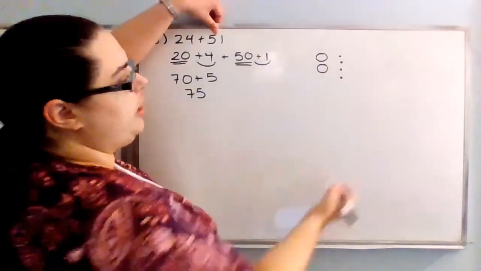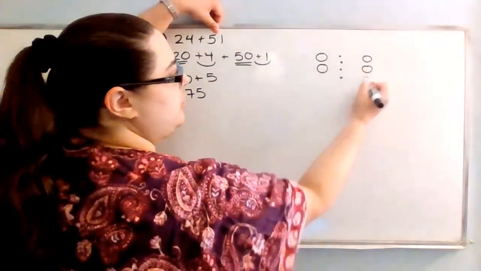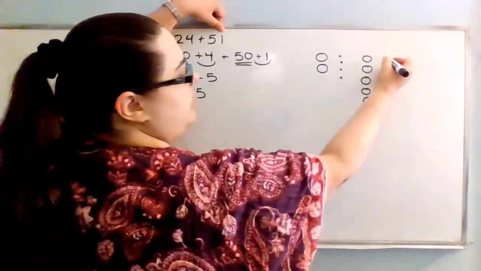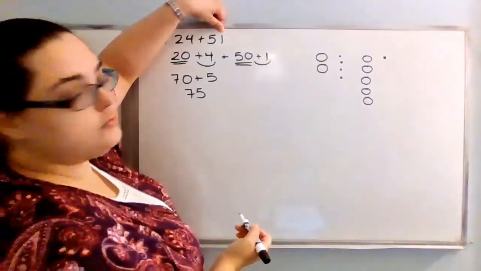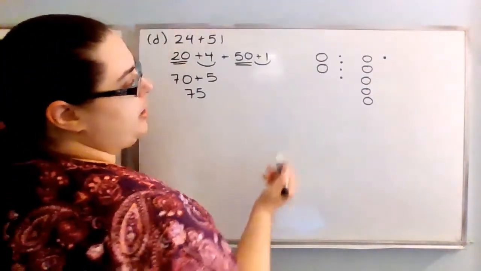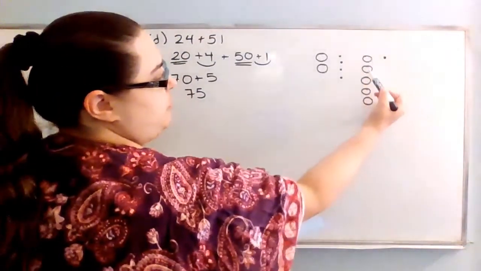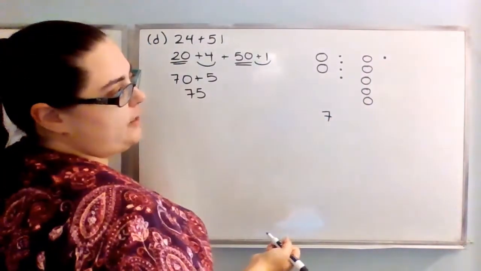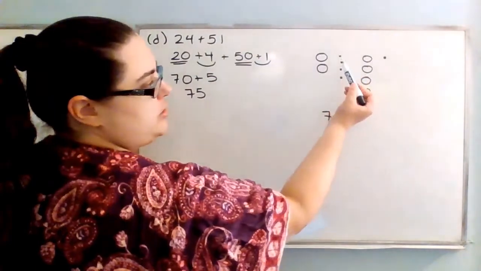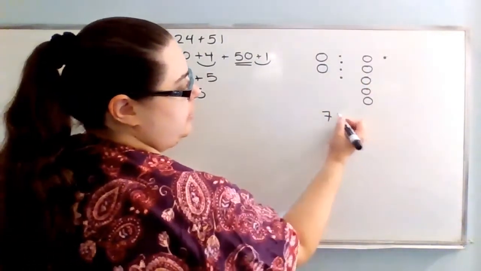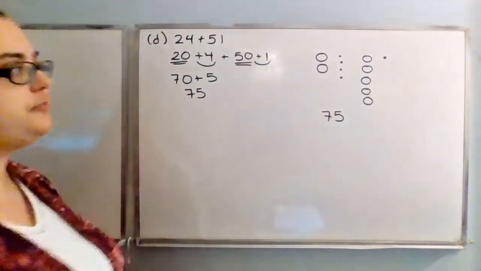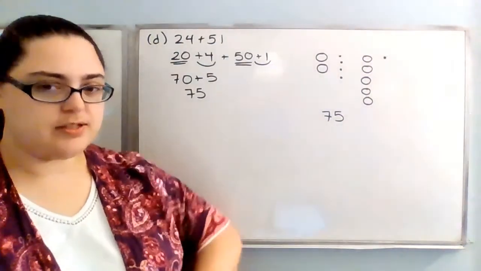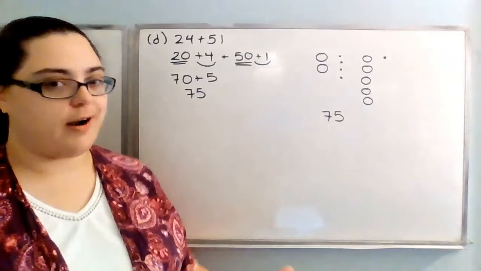For 51, I'm going to have 5 circles for 50, and then 1 dot for the 1. And then when I add them up, I have 1, 2, 3, 4, 5, 6, 7 circles. And then when I count up the dots, 1, 2, 3, 4, 5, 75. So either of these methods can be used when you are adding numbers.